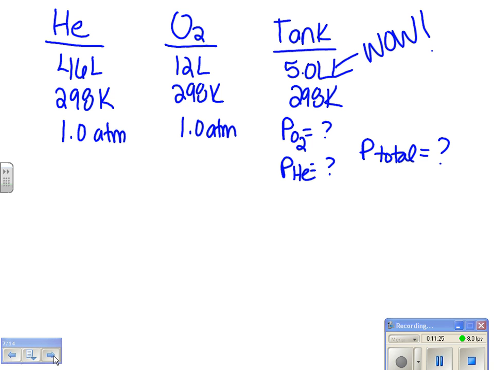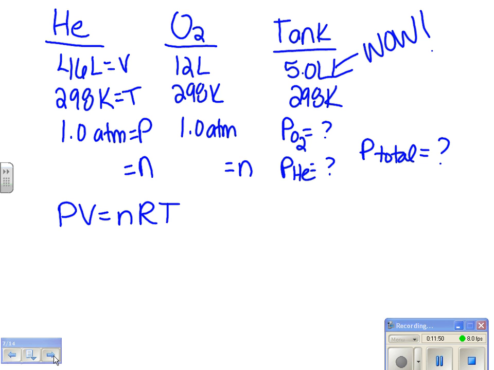What do we do first? Look at what you've got for helium. You've got V, you've got T, you've got P. What could we possibly solve for? Oh, I know. PV equals nRT. We can solve for N. Same for oxygen. So do it twice. Once for helium.